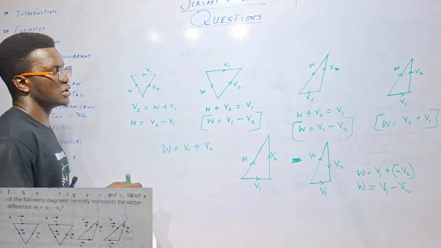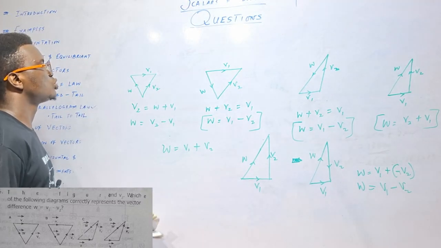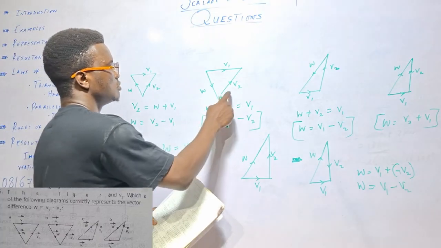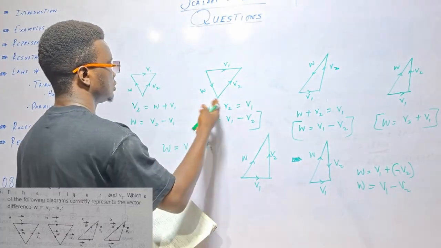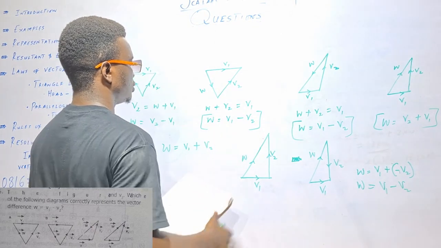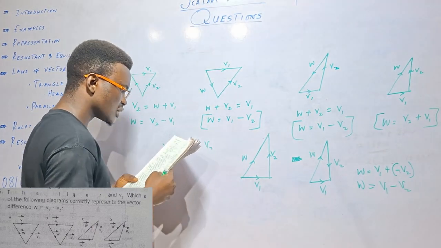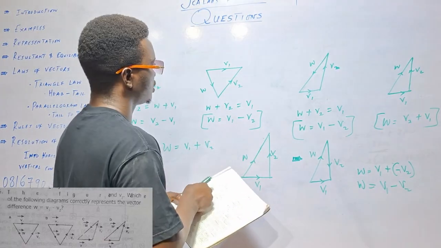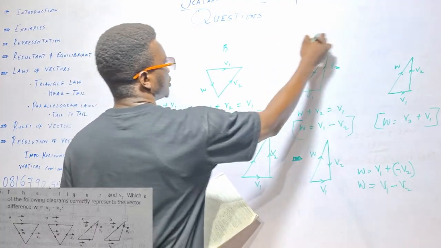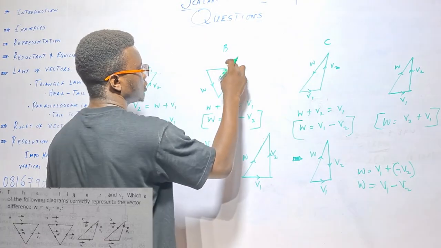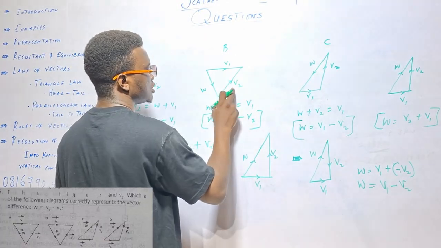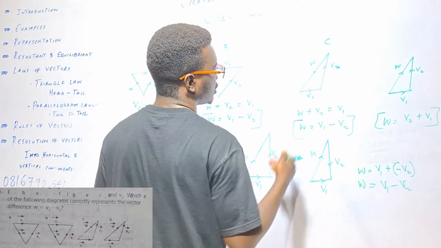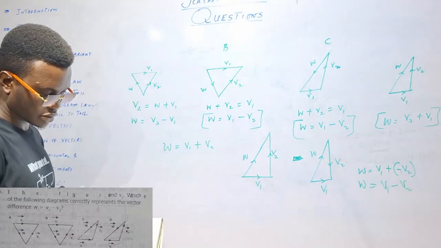So let's now see which one is wrong, which one is right, between B and C. So that's v1 minus v2. So the answer is looking like both B and C, because if this is v1 plus v2, then when I flip it, this will become negative, and it'll give me this. Same thing here. So let's see if there's no error in the question.